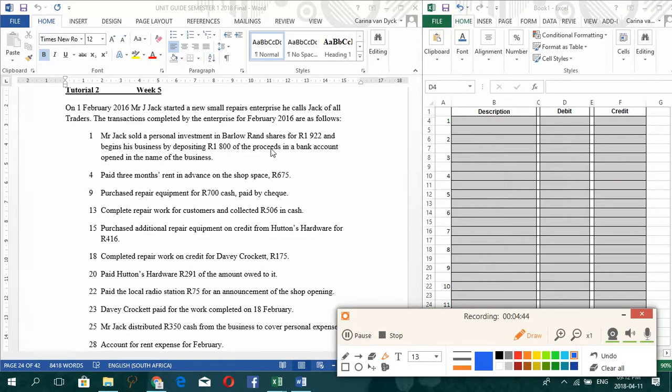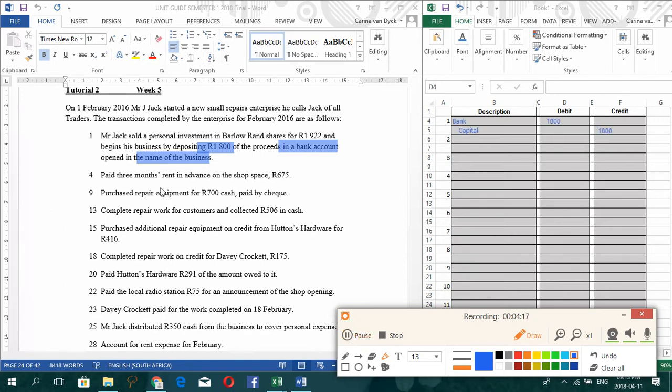The first transaction says Mr. Jack sold personal investment in Barlow Rand shares for 1,922 and begins his business by depositing 1,800 of the proceeds in a bank account opened in the name of the business. Bank is going to be debited with 1,800 and then capital is going to be credited with 1,800.